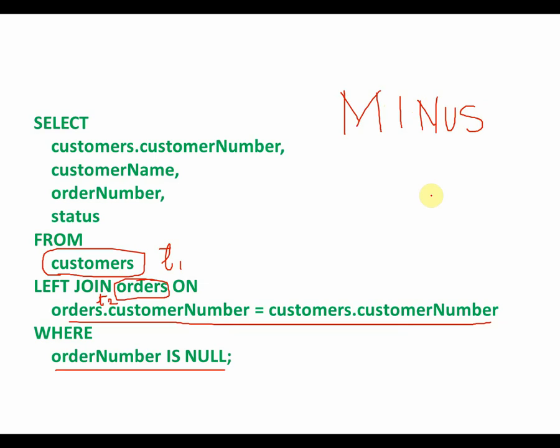So this is it with the minus operation. We have studied three different operations, set operations I would call them. The first set operation is union, the second set operation is intersection, and the third set operation is minus.